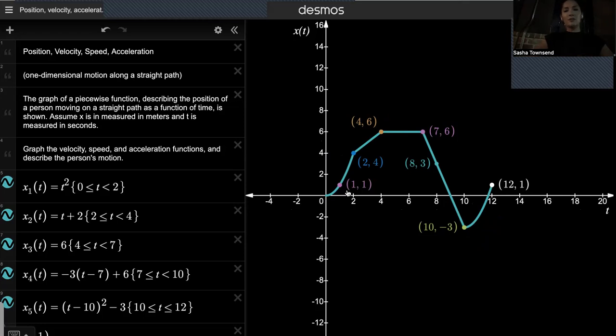This actually has 5 branches. We've got one piece here, a linear piece here, a linear piece here, a linear piece here, and then another piece over here. This first piece and the last piece actually look very similar. They both look like part of a parabola.